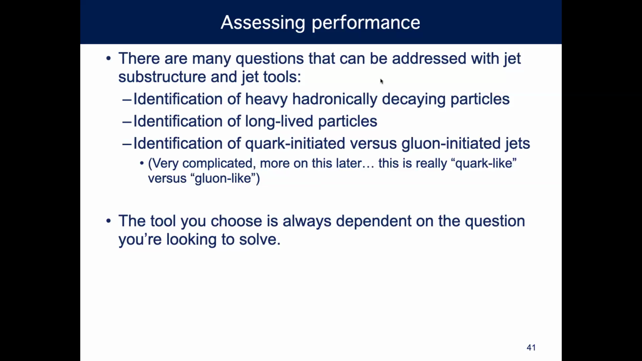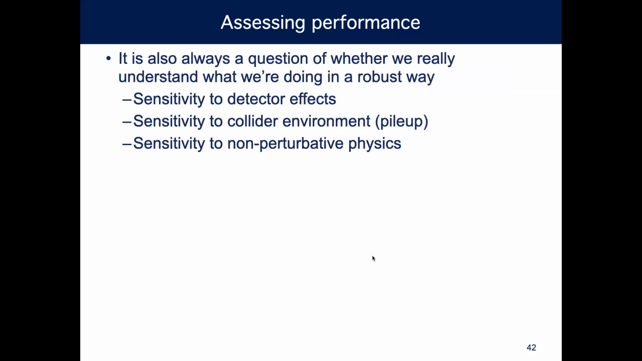Okay. So there are a lot of questions that you can address with jet substructure and all these tools. You can identify heavy hadronically decaying particles like Ws and tops. You could also even identify long-lived particles like B quarks. And you can then also do quark-initiated versus gluon-initiated jets, and I'm going to talk about this later. This is extremely complicated, but I will just give you the vocabulary. I can't give you any details today. The tool is always dependent on the question you're looking to solve.